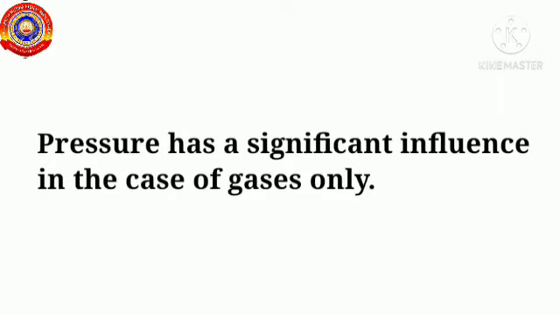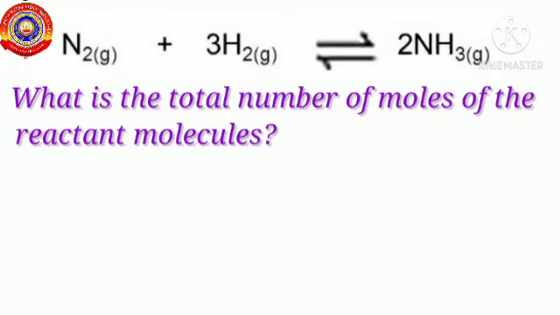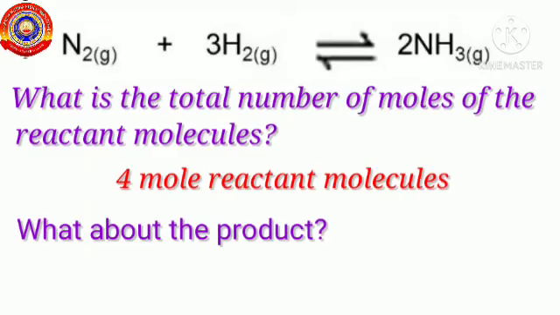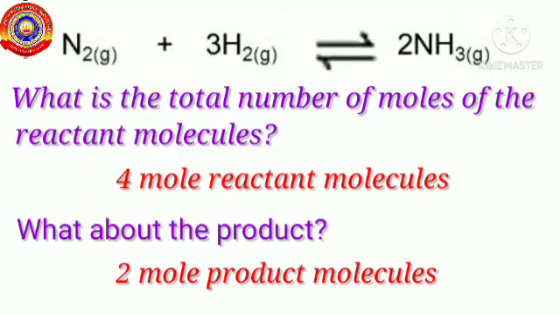Dear students, it's very important to keep in mind that pressure has a significant influence in the case of gases only. Let's examine the influence of pressure in the manufacture of ammonia. Consider this equation. What is the total number of moles of the reactant molecules? Yes, you are right. 4 moles of reactant molecules. And what about the product? Very good. 2 moles of product molecules.